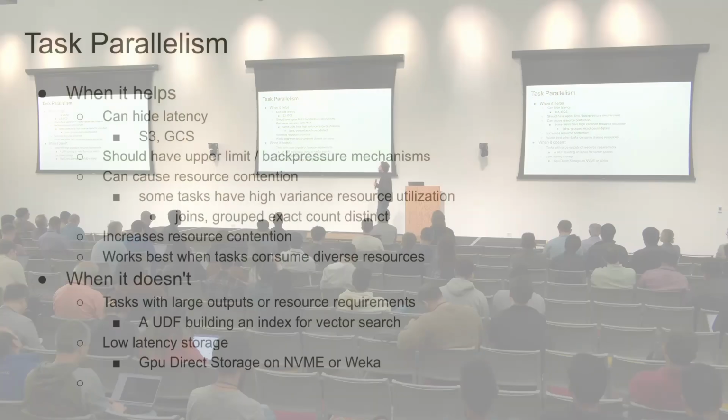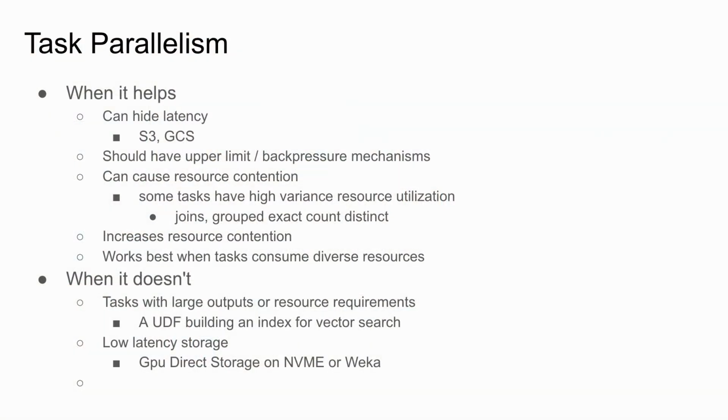So where does task parallelism help? It helps when you need to hide latency, so things like S3 and GCS. We'll obviously need to have upper limit and back pressure mechanisms when you're doing this, in order to make sure that you're not spending all your time having to spill to disk immediately after you bring things onto the GPU.